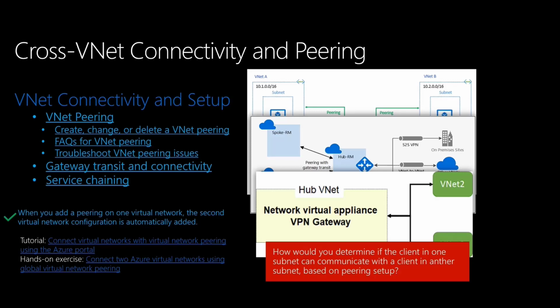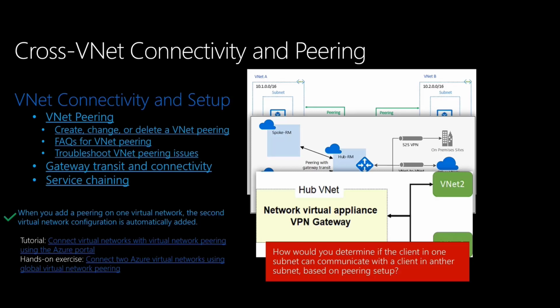Because there's peering with gateway transit configured there, for example, Spoke RM would be able to talk to Spoke Classic using Hub RM as the kind of facilitator for that. So connectivity that's available on the VPN gateway, things like site-to-site, point-to-site, and VNet to VNet connections, applies to all three of these virtual networks.